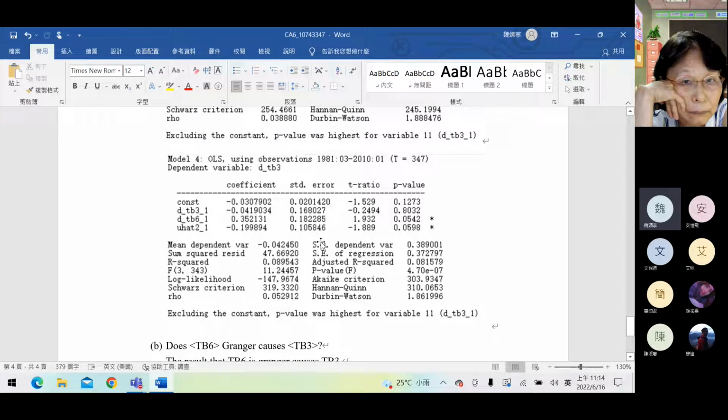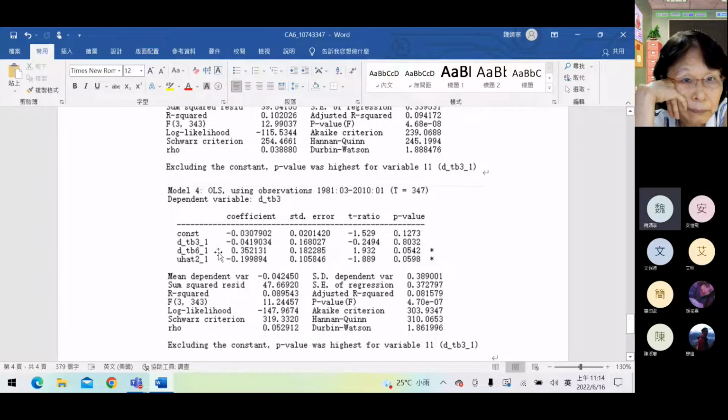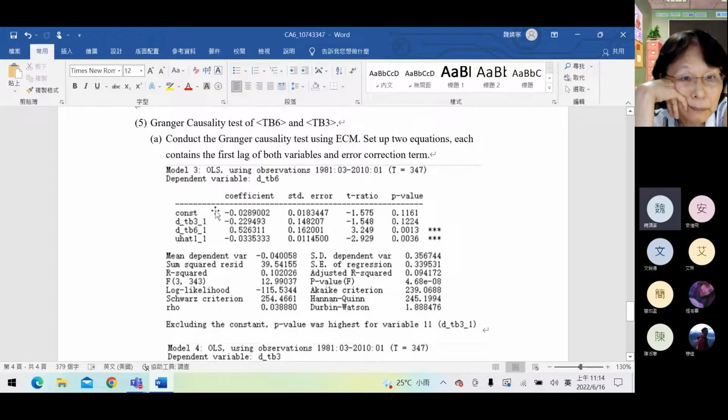Part B asks, does TB6 Granger cause TB3? We need to look at the second regression. We can see the lag coefficient is significant, so I think the result is that TB6 Granger causes TB3. Part C asks, does TB3 Granger cause TB6? We need to look at the first regression. We can see the TB3 coefficient is not significant, so the result is that TB3 does not Granger cause TB6.